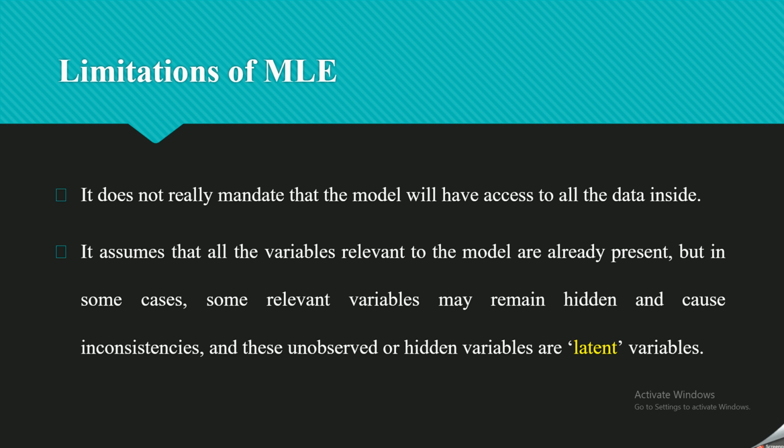One limitation of MLE, maximum likelihood estimation, is that it does not mandate that the model have access to all the data inside. It assumes that the variables relevant to the model are already present. But in some cases, some relevant variables may remain hidden. Not all the variables may be seen. Some variables may be hidden, and these hidden variables may cause inconsistencies. These observed or hidden variables are called latent variables.